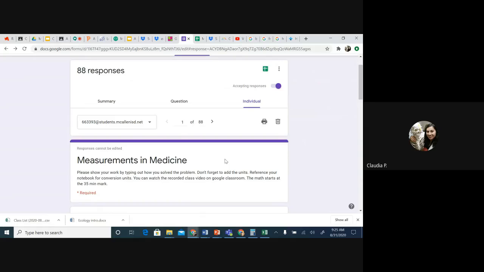But I will let you know that the reason that most students lost points is, one, they didn't show their work. So here in the instructions, and it's very important that you get into the habit of reading the instructions, please show your work by typing out how you solve the problem. So basically, I'm going to make a video of this and solve every single one through the video. So if you got it wrong, you can have that as a tutorial, but you should have shown your work.